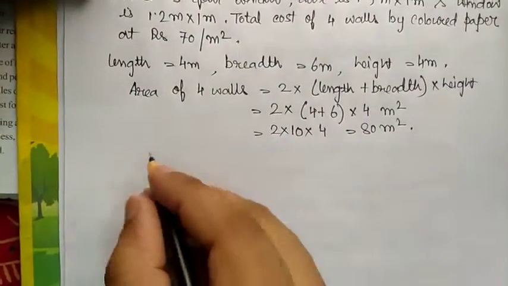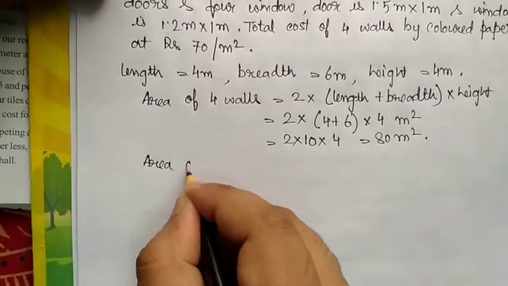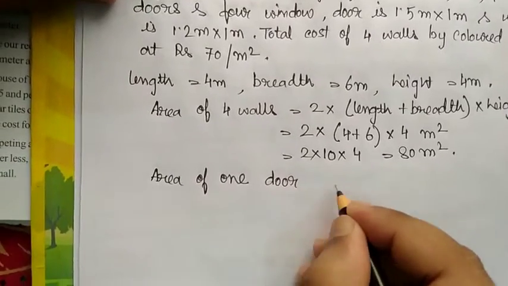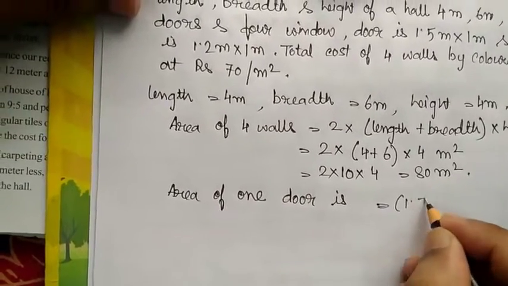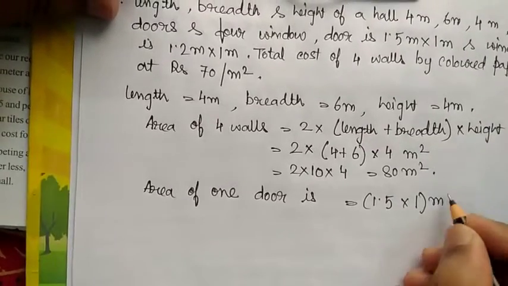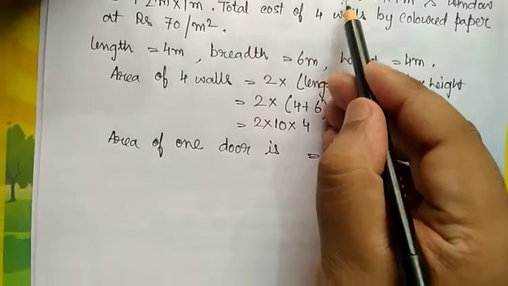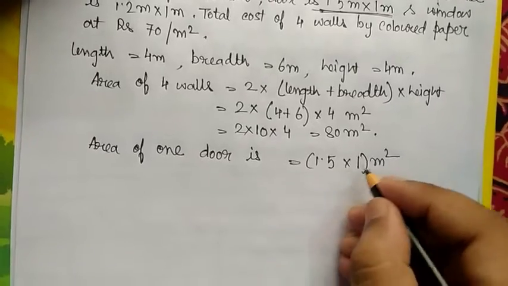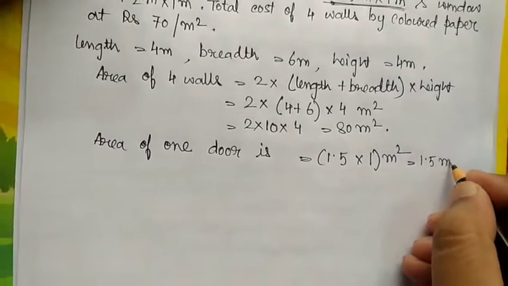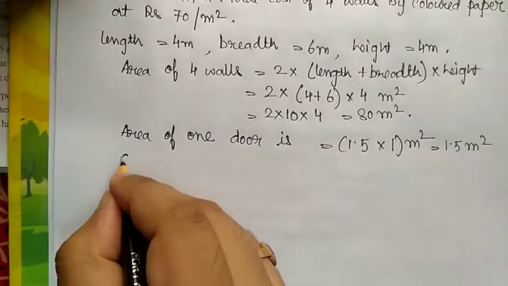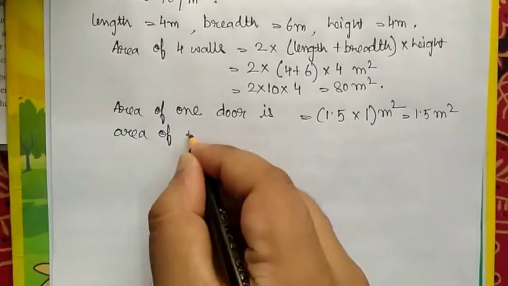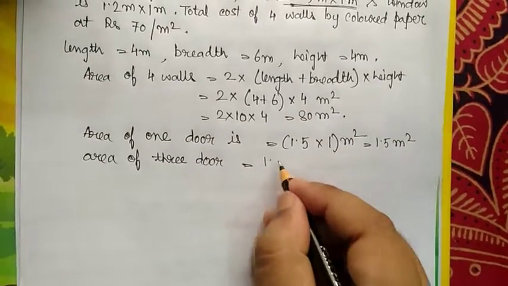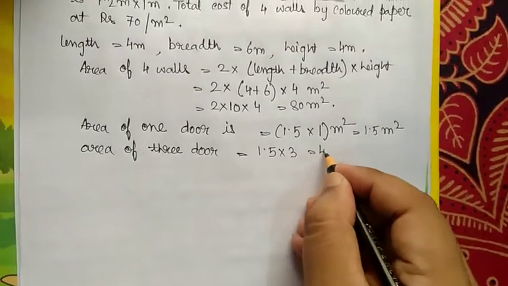So area of one door is 1.5 into 1 meter square. The length is 1.5 meter into breadth is 1 meter. The measurement is given here. So therefore the area is 1.5 into 1 equal to 1.5 meter square. So there are 3 doors. So area of 3 doors equal to 1.5 into 3 equal to 4.5 meter square.